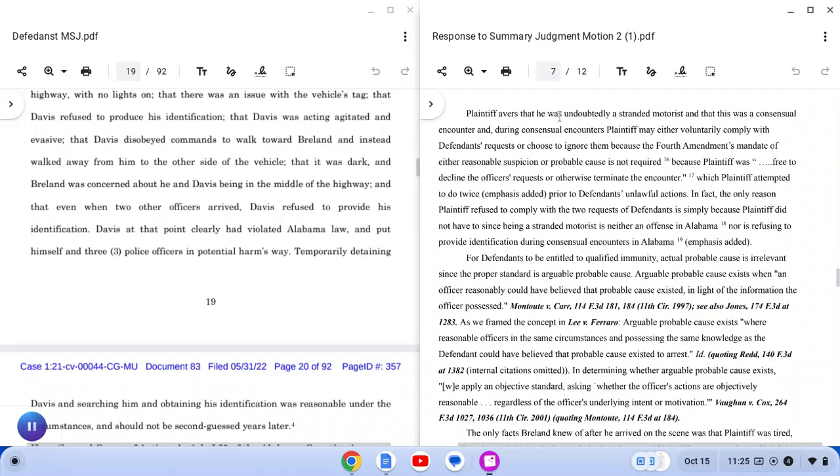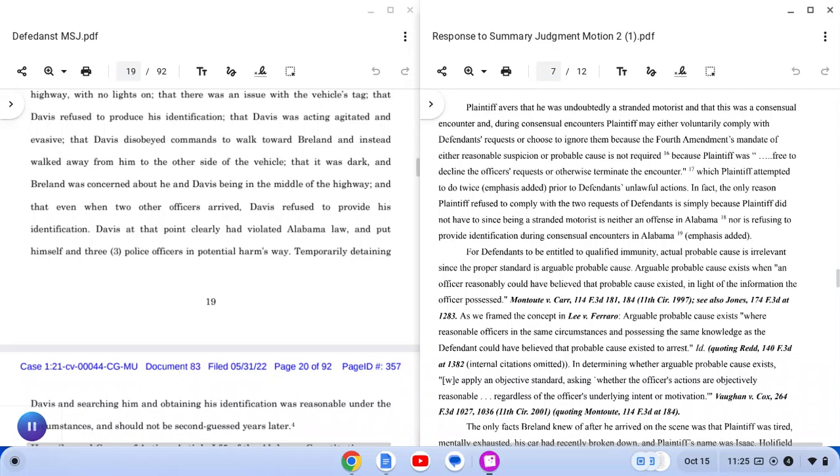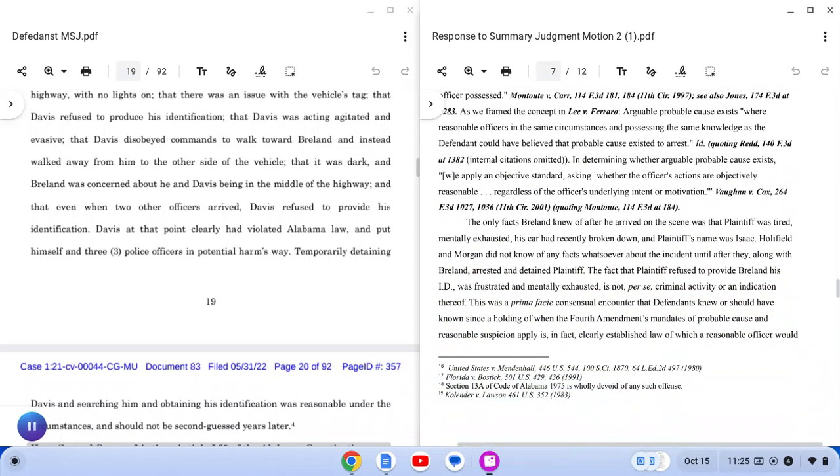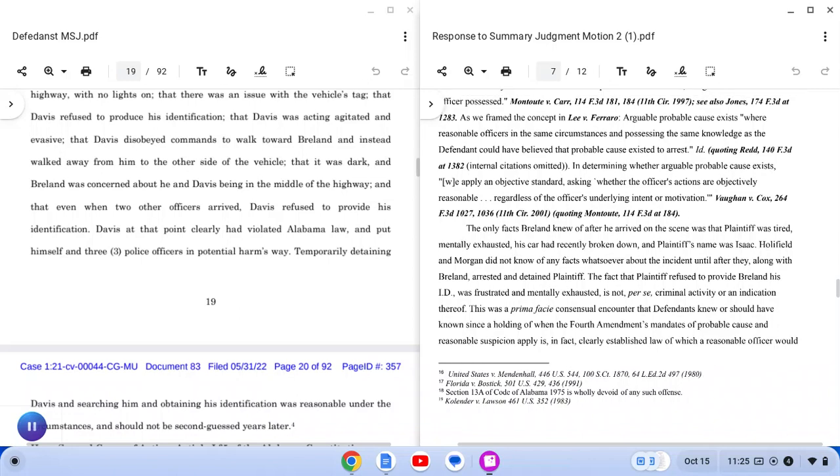Plaintiff avers that he was undoubtedly a stranded motorist and that this was a consensual encounter. And during consensual encounters, plaintiff may either voluntarily comply with defendant's requests or choose to ignore them because the Fourth Amendment's mandate of either reasonable suspicion or probable cause is not required. And there's a footnote right there. I'm going to read y'all that footnote. 16. There's a United States Supreme Court case right there that supports everything that I just said in that footnote. In my argument up there.